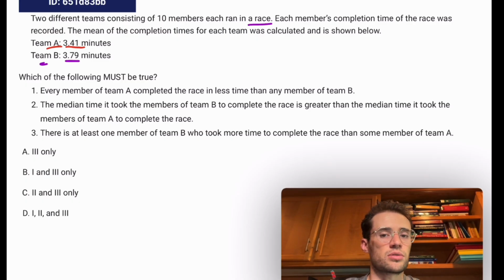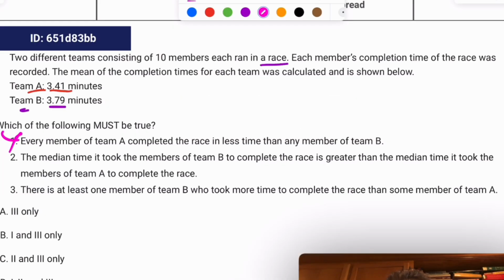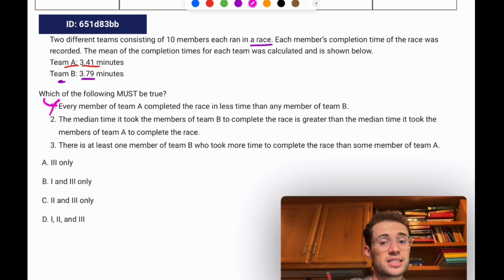That's not necessarily true, right? The slowest on A was likely slower than the fastest on B. It's just that the average worked out that way. The median time it took the members of Team B to complete the race is greater than the median time it took the members of Team A to complete the race. That's also not necessarily true. They didn't say anything about if there are outliers or anything.